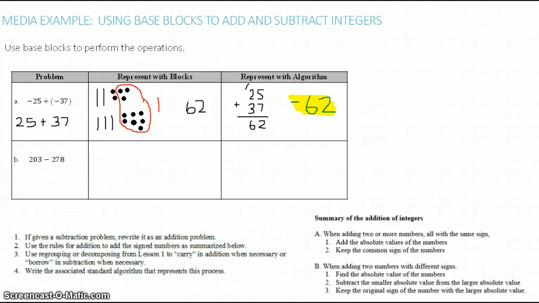Let's look at the next problem. 203 minus 278. So down here it says if we're given a subtraction problem, we're going to rewrite it as an addition problem. That way we can just use our addition rules. So as an addition problem, this would be 203 plus a negative 278.